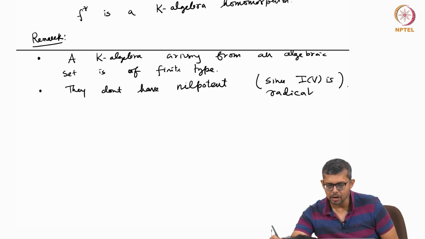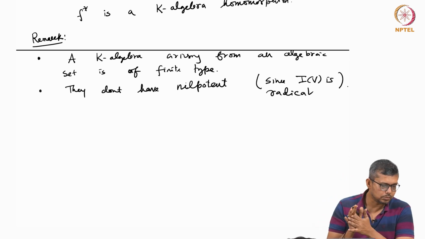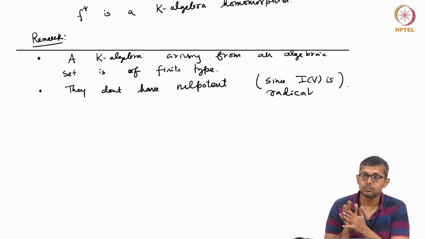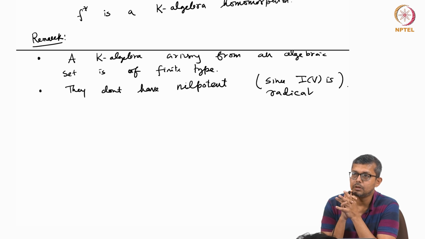So, this is a remark: the K algebras arising from algebraic sets are of finite type and they do not have nilpotents. Finitely generated K algebra.